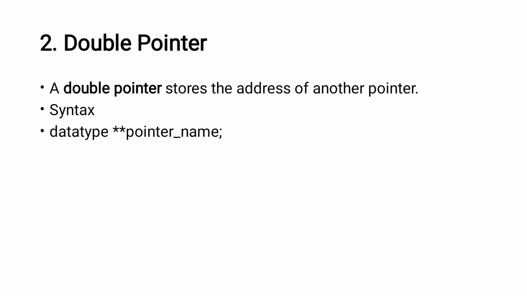Next, double pointer. So what is a double pointer? A double pointer stores the address of another pointer. What is the syntax? Data type space double star pointer name. Here also data type may be any type. It may be integer or char or character or float. Pointer name, that is optional.